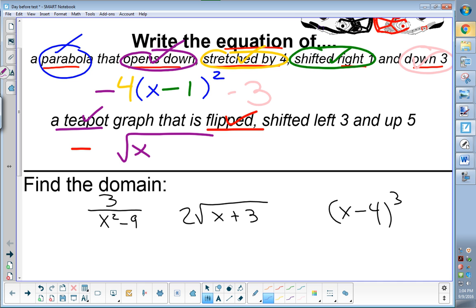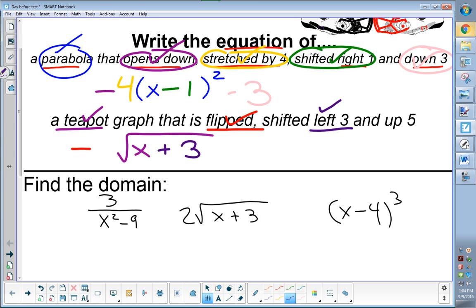Michaela, I need to go left 3. What am I going to add to my equation to go left 3? 3 where? Inside or on the outside? Inside. If I'm going left 3, do I want to put +3 or -3? Plus, because we're doing the opposite. So if it's left 3, that's a +3 in there.